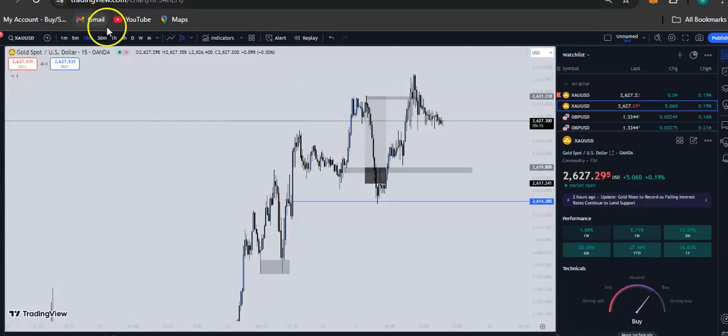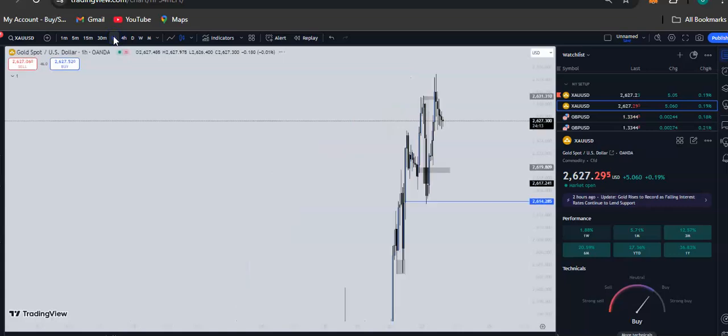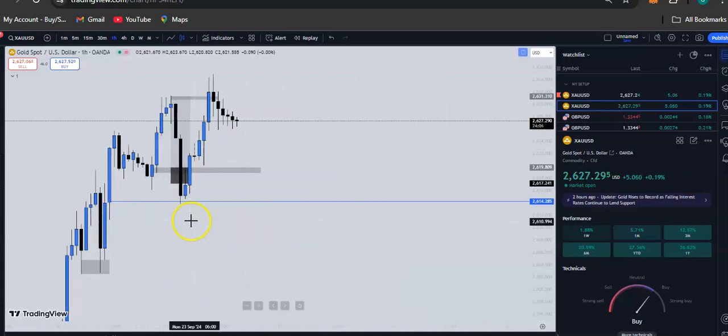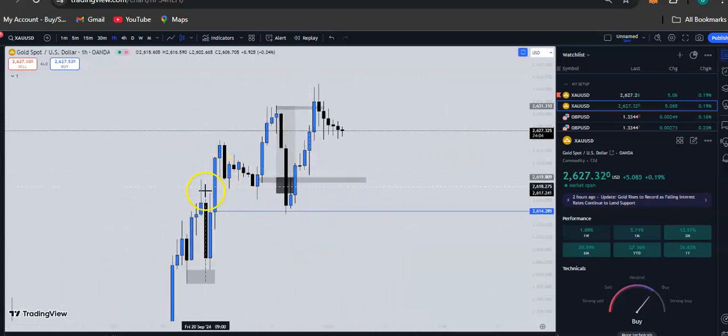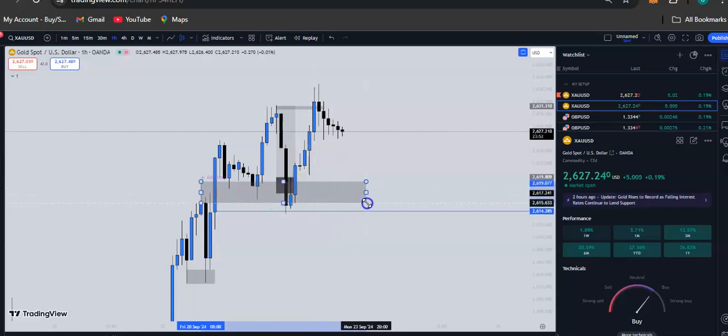Now, if you take a look at the 1 hour time frame, what do we see right here? We were initially stalking buys off this particular level, which did not pan out well. This was the level where we were looking for buys. So that is the first step.